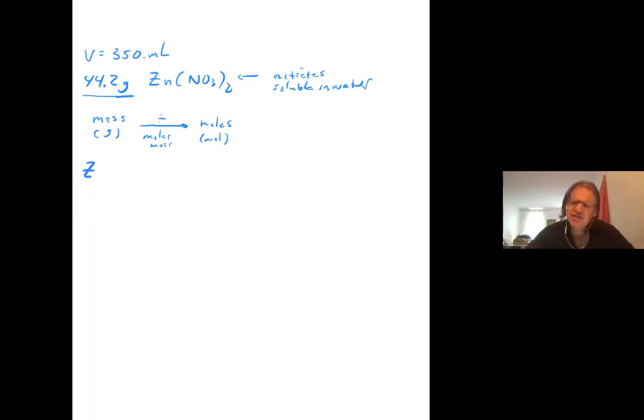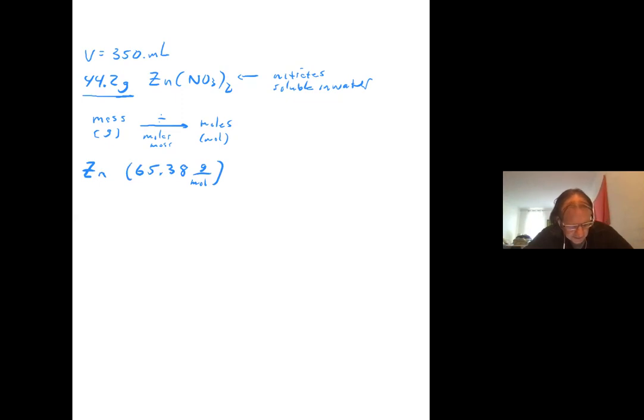Zinc is like 63.59 or something. It's interesting, I actually don't generally do zinc. It's like 65.38. Okay, so copper is 63.55. Zinc is 65.38. Okay, so 65.38, that's your zinc.